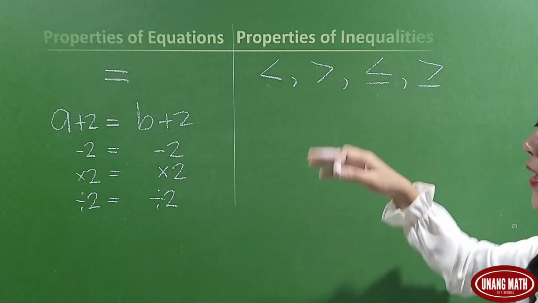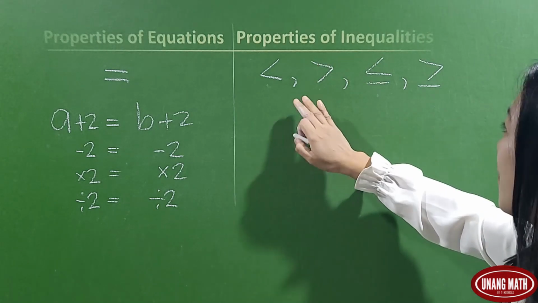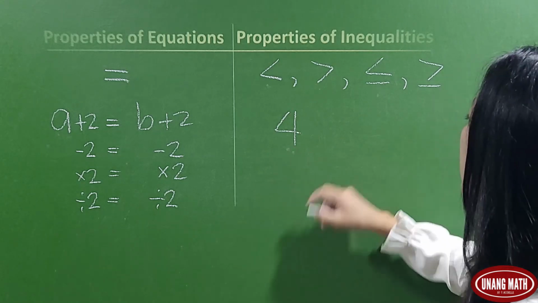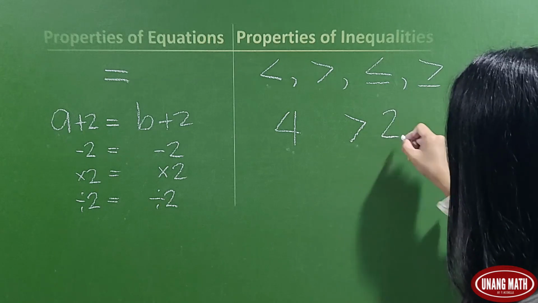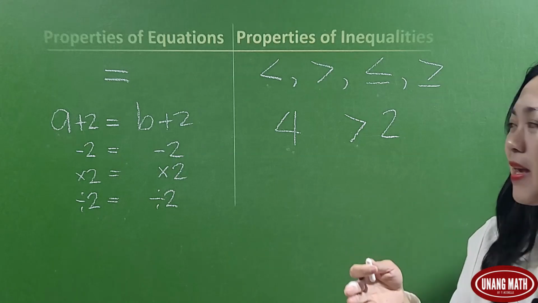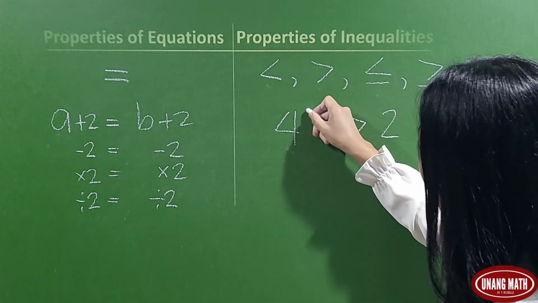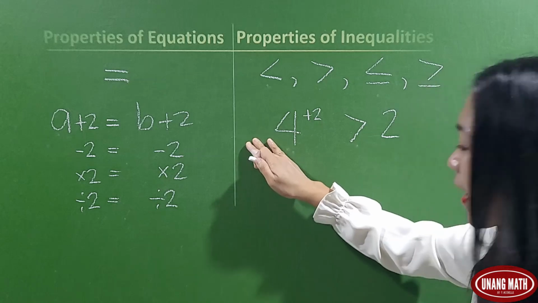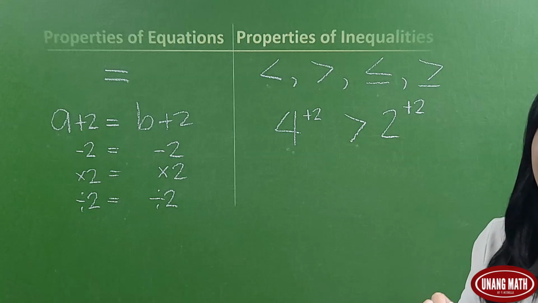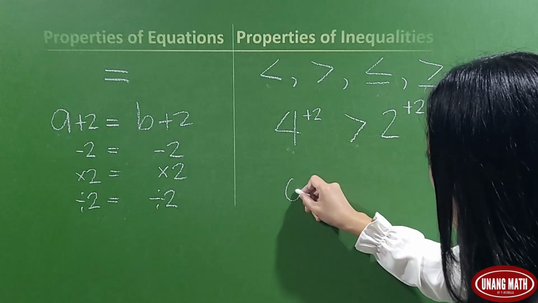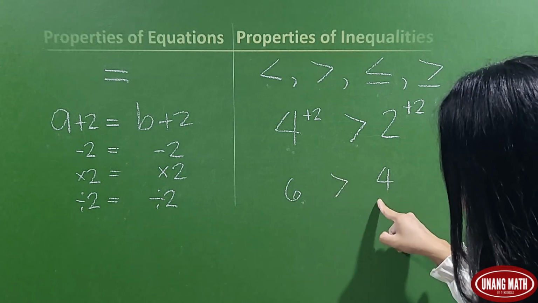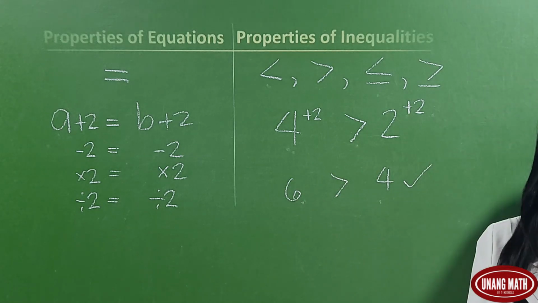Okay, what about for inequalities? Okay, let's give an example of an inequality. Okay, our inequality is 4 is greater than 2. Properties of inequalities mean if we add 2 on this left side of this inequality, add 2 also on this right side. Okay, 4 plus 2, that's 6. 2 plus 2 is 4. 6 is greater than 4, so this is true.